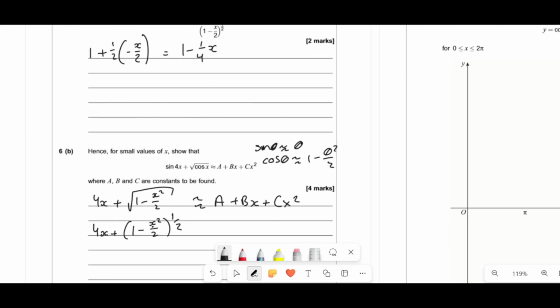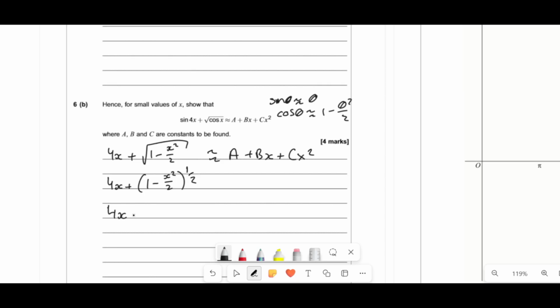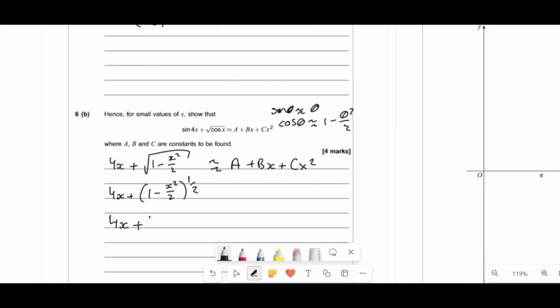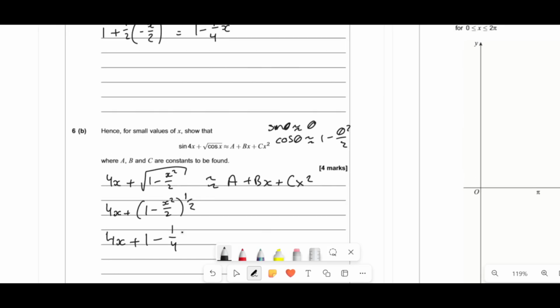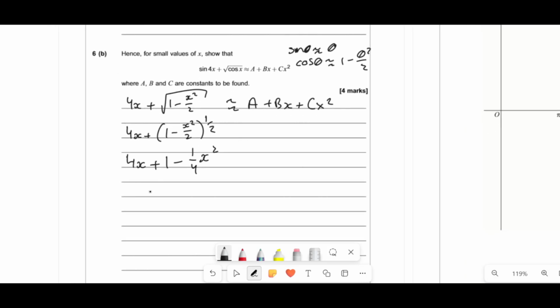The only difference is that now I've got an x squared instead of an x. So this means you can take that expansion and just put it here in place of this. They change the x to an x squared, because between the two of these, the only thing that's changed is that it has become an x squared. So in that case, we now have 4x plus, and then it would be 1 minus 1 over 4 x squared. Well, actually, no, they want it in this form, sorry. So it's going to be 1 plus 4x minus 1 over 4 x squared. And that's how you do it.